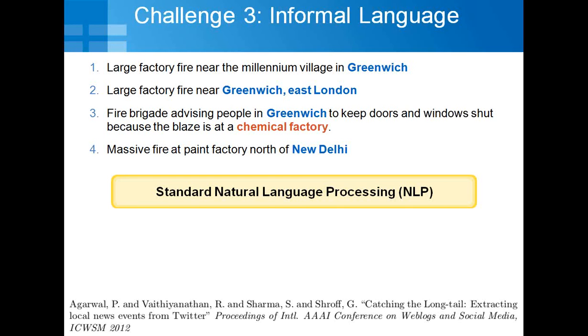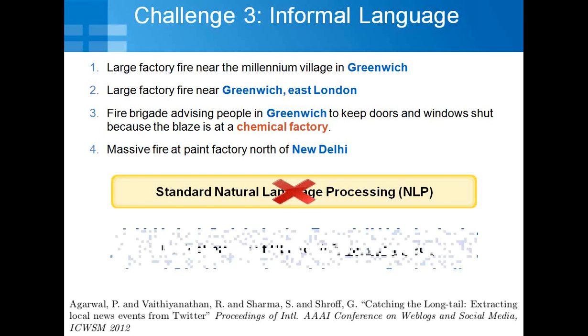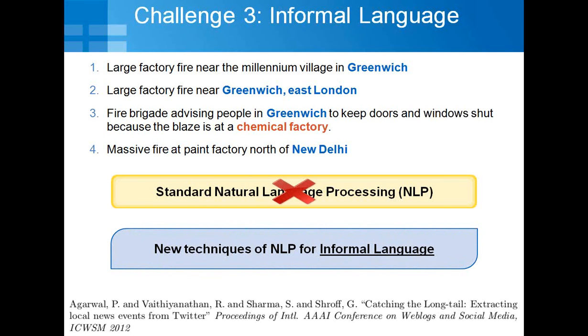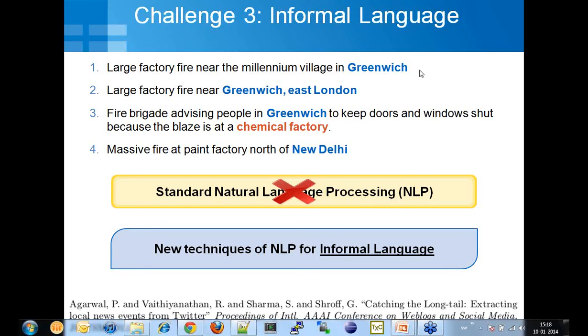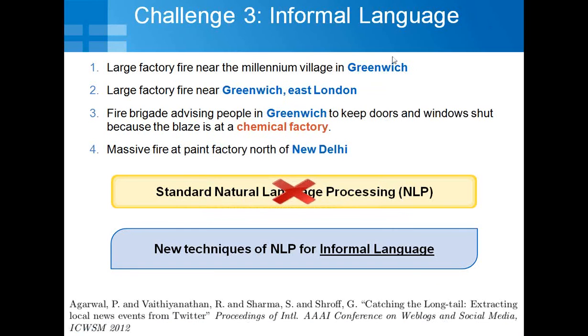But do they work? Not really. The reason is that the text used in Twitter is informal language. It doesn't follow rules of English grammar, and that becomes a challenge. But in this particular case, we in our lab created a purpose-specific information extractor, which can work with informal language as well. Moving forward, that's not the end of the challenge.